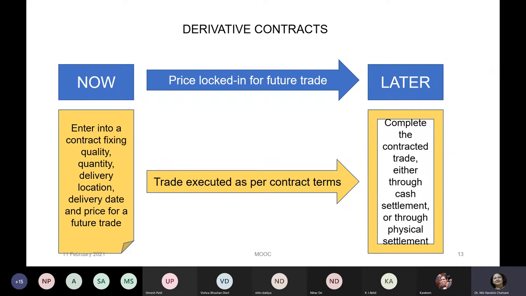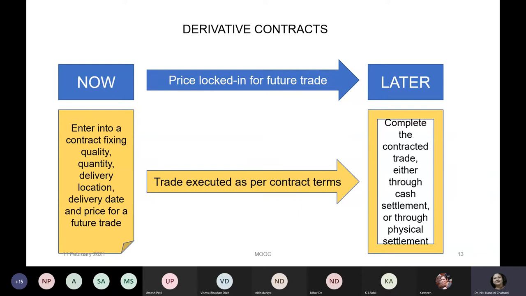It's not necessary that when the date arrives, you say that, look, the seller must deliver the commodity and the buyer must make the payment. That is physical settlement. Physical settlement is when the seller gives the commodity and the buyer gives the money to the seller. Sometimes you can just manage your risk through cash settlement.